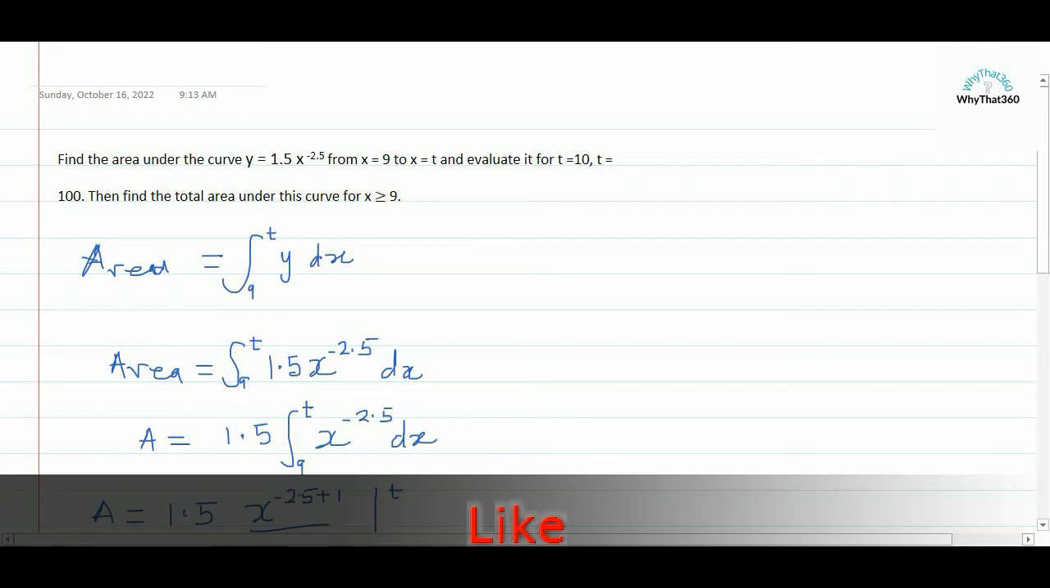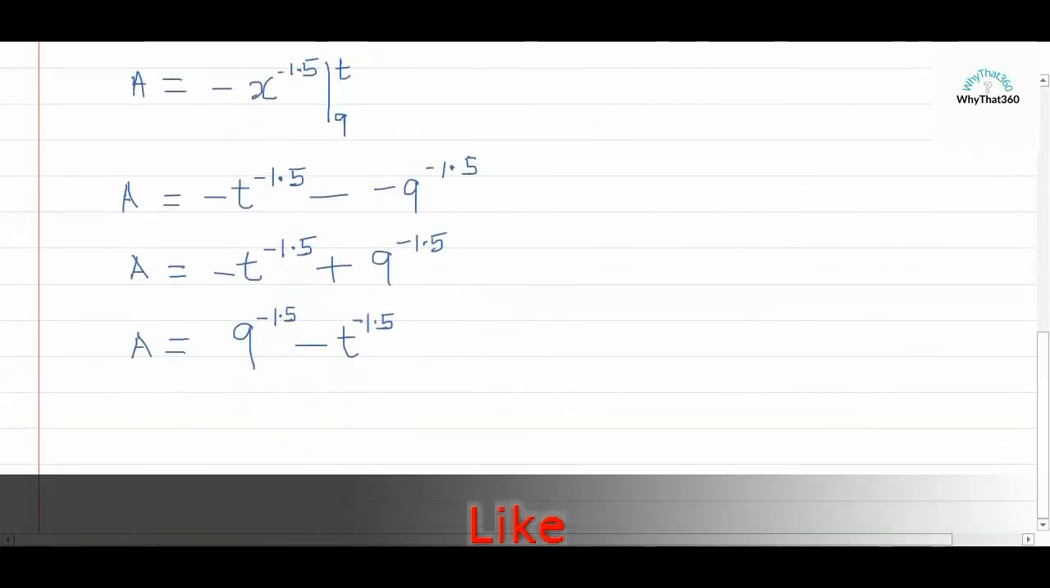Let's go ahead and evaluate it for t is equal to 10 and also for t is equal to 100. So in simple terms, at t equal to 10, we substitute 10 for t. We say the area, which is A, will be equal to 9 raised to the power negative 1.5 minus 10 raised to the power negative 1.5. We will go ahead and input that.